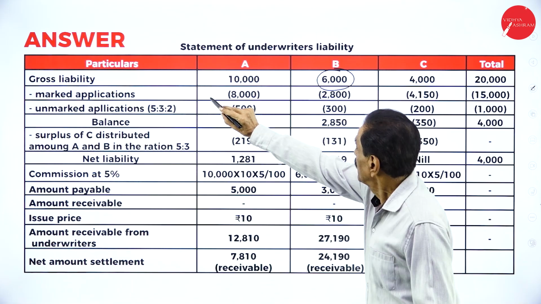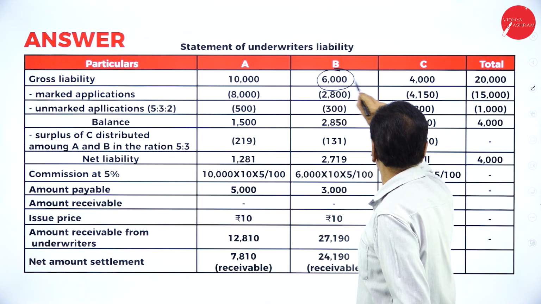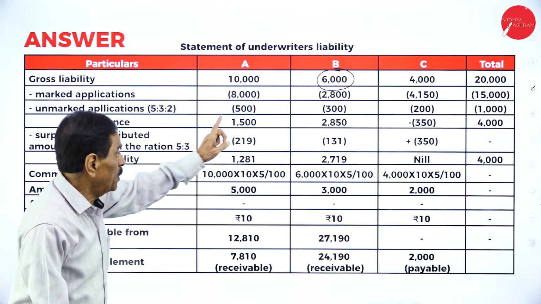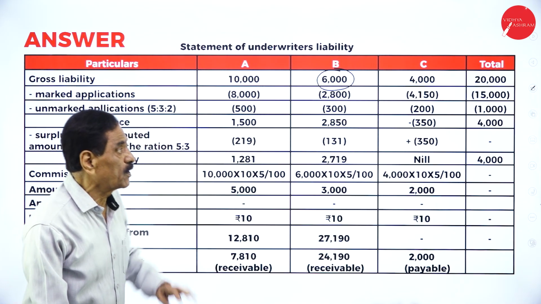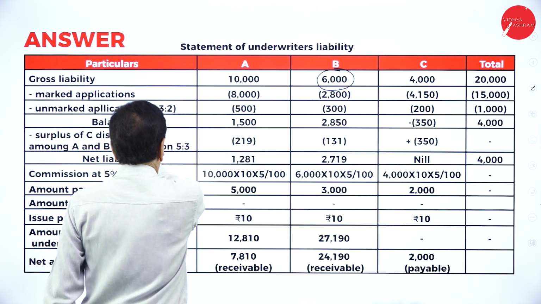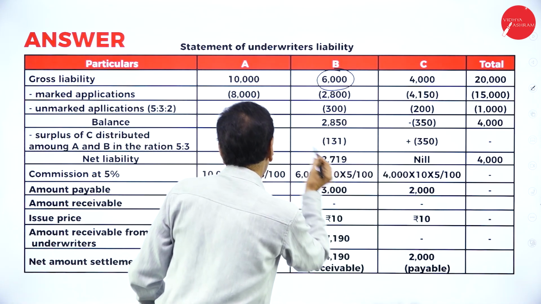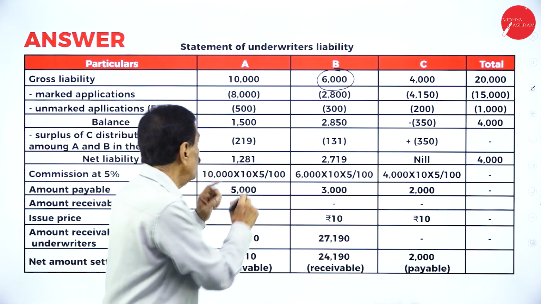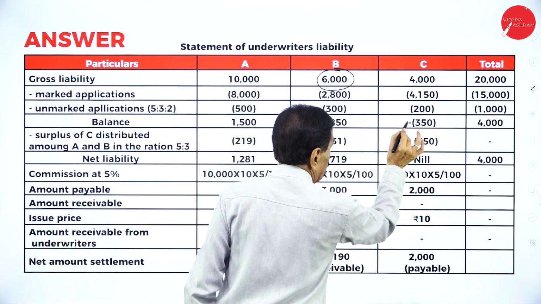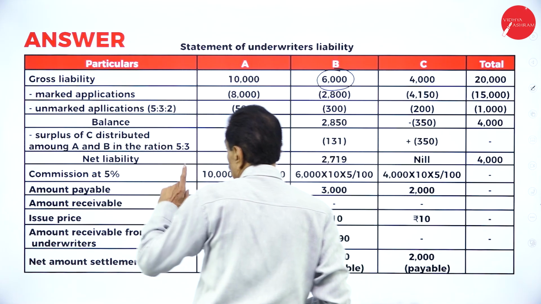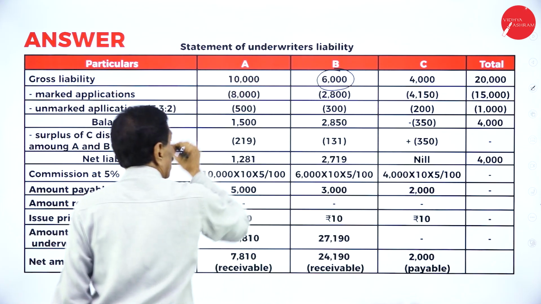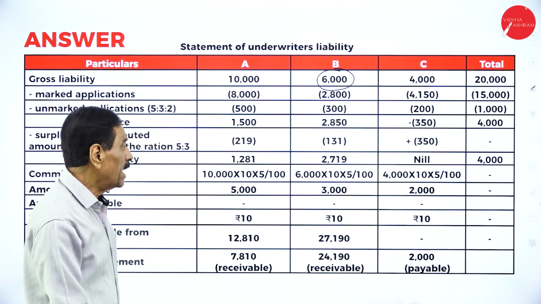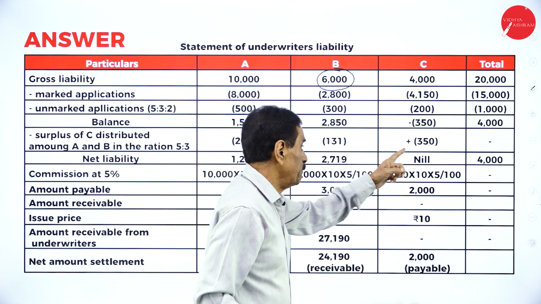Once again, the gross liability is 10,000, 6,000, 4,000, totally 20,000. Then marked applications 8,000, 2,000, 5,000. The unmarked applications are 1,000, which have been shared in the ratio of 5:3:2. How much left over? 1,500, 2,850. This minus surplus, the surplus of C is distributed among A and B in the ratio of 5:3. So A gets 219, B has to share 131 plus 350.